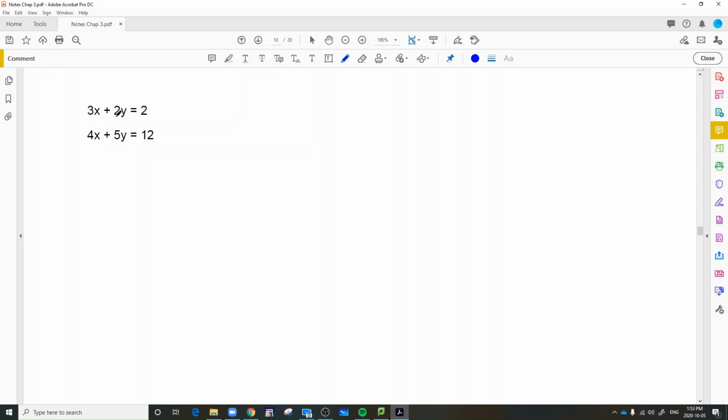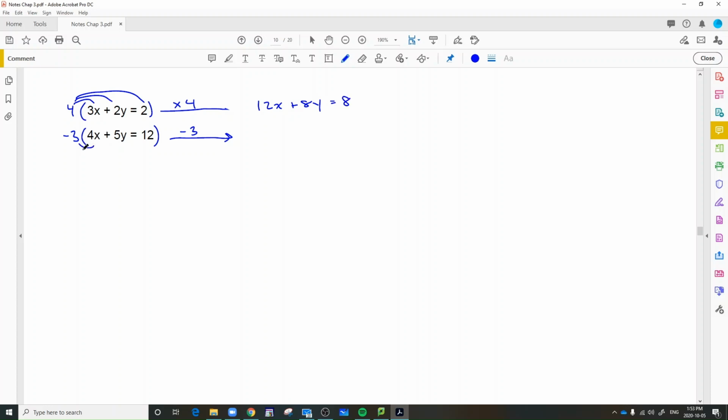So I'm going to choose to have a coefficient of 12. So I'm going to multiply this equation by +4, and I'm going to multiply this equation by -3. So I'm going to do that so I can get a +12x and a -12x. So I'm going to multiply every term by 4. So I get 12x plus 8y equals 8.